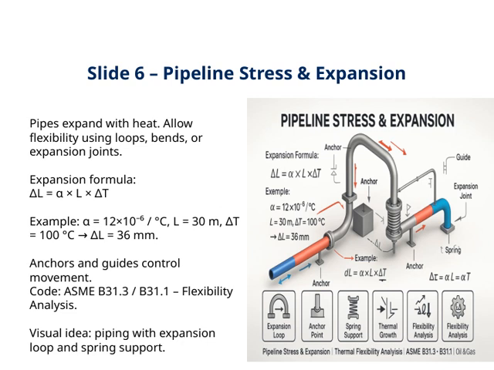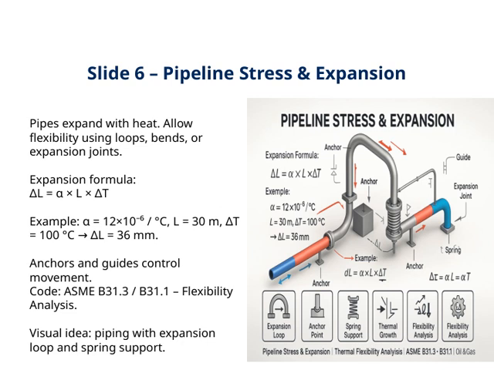Now, to quantify this expansion, there's a simple formula: ΔL equals alpha times L times ΔT. Here, ΔL is the amount the pipe expands, alpha is the coefficient of thermal expansion, L is the original length, and ΔT is the temperature change. For example, if alpha is 12 times 10 to the minus 6 per degree Celsius, the pipe is 30 meters long, and the temperature increases by 100 degrees Celsius, then the expansion ΔL would be about 36 millimeters.